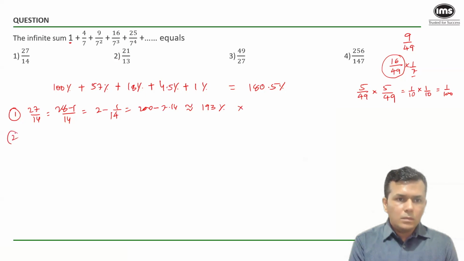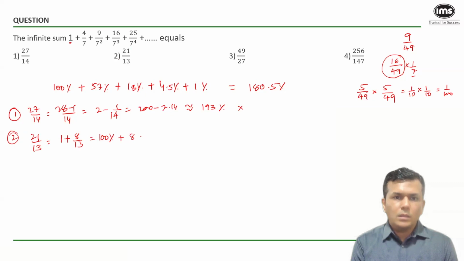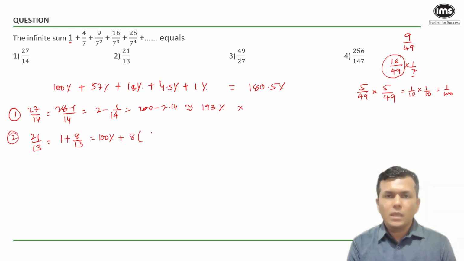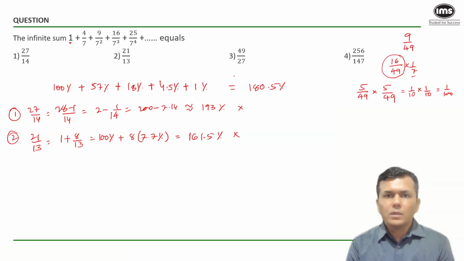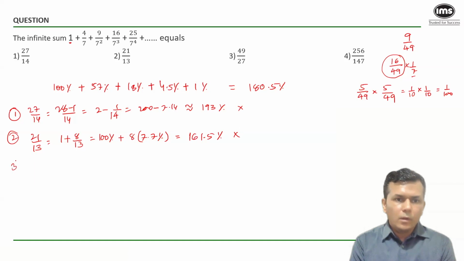Next one is 21 upon 13. So it's going to be 1 plus 8 by 13, we can say, right? 1 is 100%. 8 into 1 by 13 is 7.69. We can round it up to 7.7%. And this is equal to 8 sevens are 56 plus another 5.5. So that's 61, right? 161.5%, which is again far from 180.5 that we have. So this is also not the right option. Look at third option here, 49 by 27.